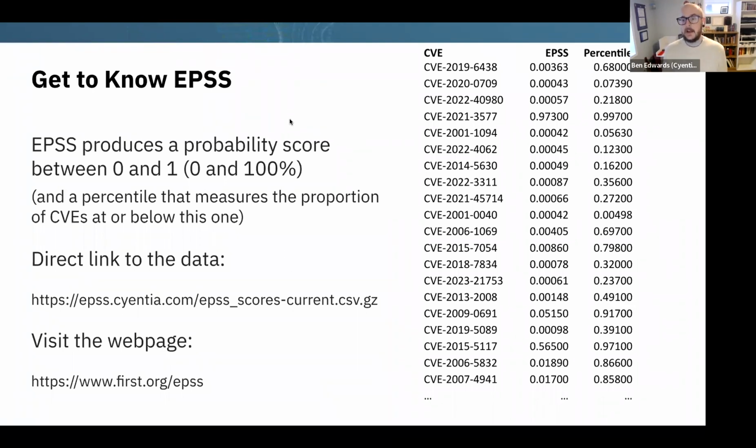What that probability actually is, is the likelihood that we'll see a particular CVE be exploited in the next 30 days anywhere. So some attacker is going to attempt to use that, or there's some evidence that somebody is using that exploit to try to compromise a system somewhere in the next 30 days.